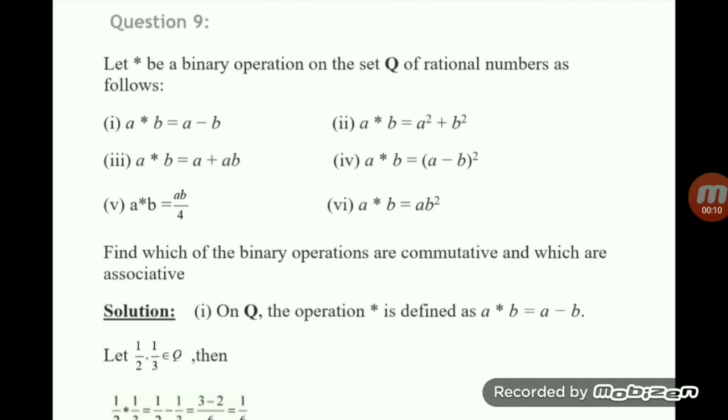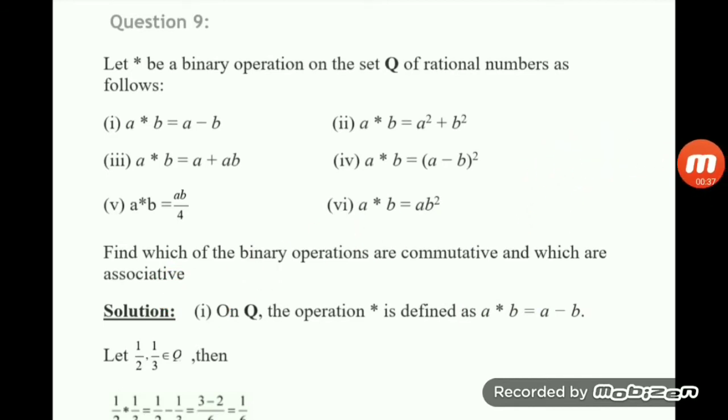Okay, first let me read the question. Your question number 9 is: let star be a binary operation on the set Q of rational numbers as follows. There are 6 questions. The first one is A star B is equal to A minus B. I'll read them one by one. So the question is to find out what? Find which of the binary operations are commutative and which are associative.